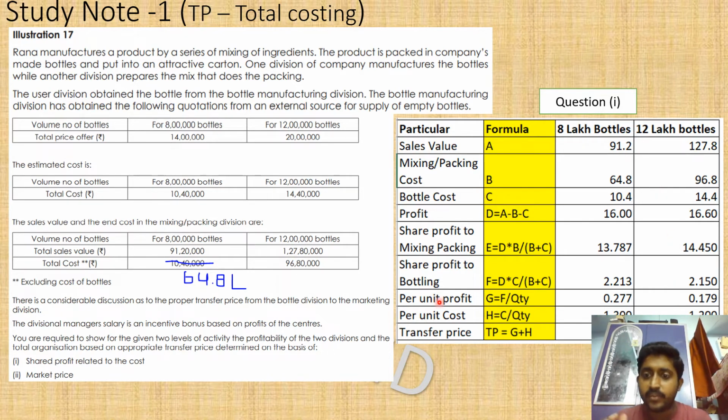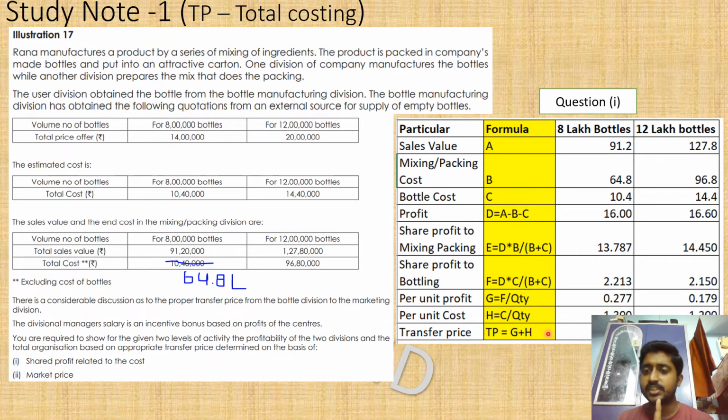Now we have the per unit profit. If we find the per unit cost, then cost plus profit will be the transfer price. Per unit cost can also be found out. Cost is nothing but the total bottling cost, which is C, 10.4 and 14.4. The cost can be divided by the quantity, 8 lakh quantity and 12 lakh quantity respectively, and you can find the per unit cost. I think my video is disturbing you, but the answer will tally with your book. If you just add G plus H, the per unit cost is added with the per unit profit so that the transfer price is created.